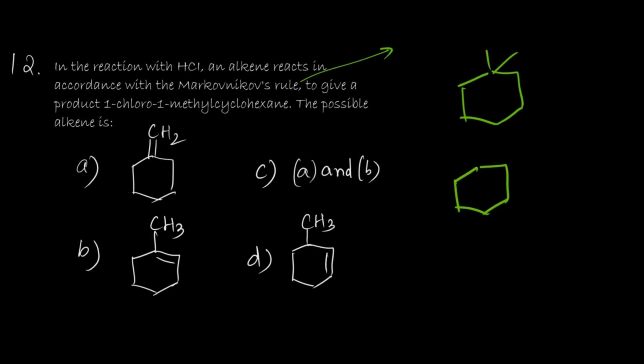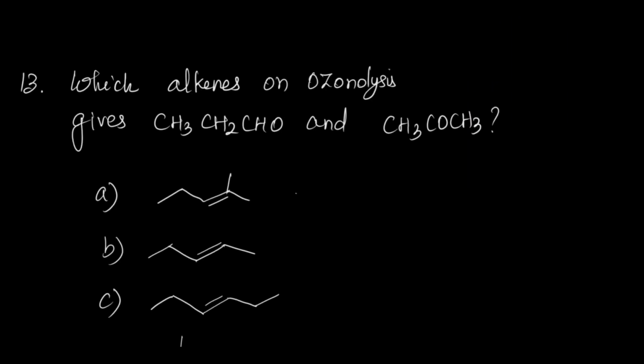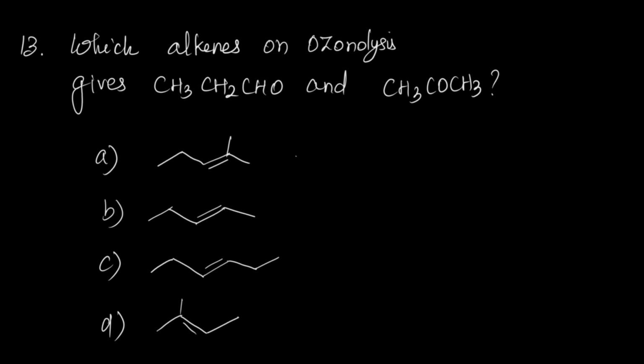If I'm having this, then hydrogen will go here and Cl will go here. This could be our answer. Or this type, then again hydrogen will occupy here, Cl will go here. So this could be our answer. So the answer to this question is A and B. Clear?